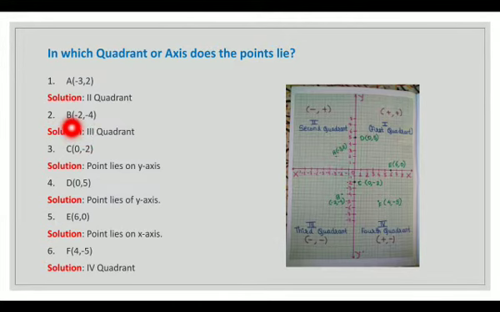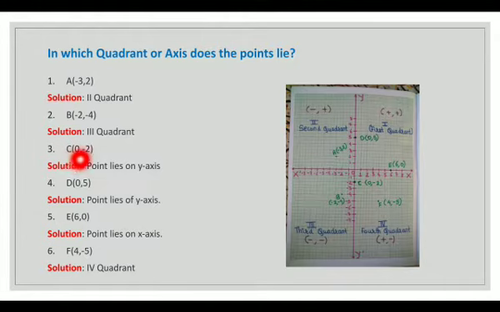B (-2, -4) as x is negative. So here and y is also negative. So here is the point (-2, -4). So it lies in which quadrant? First, second, third or fourth? Both are negative. So it lies in third quadrant.